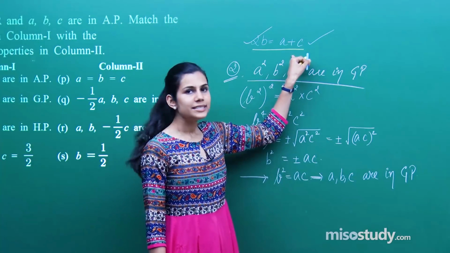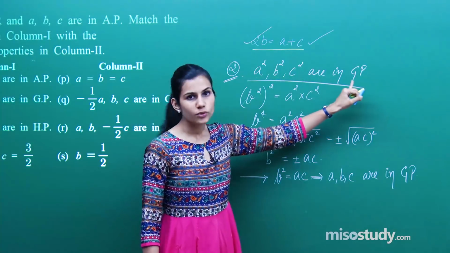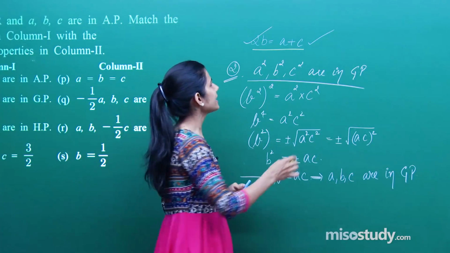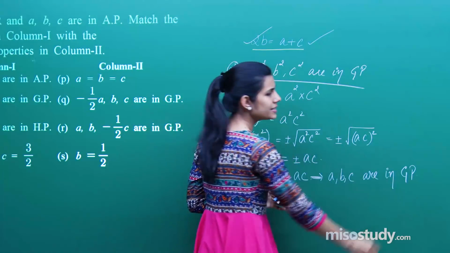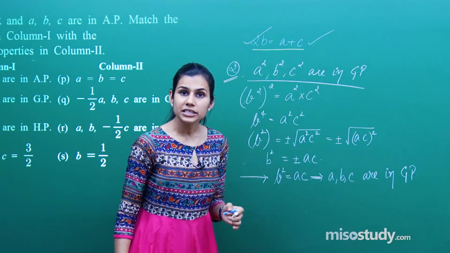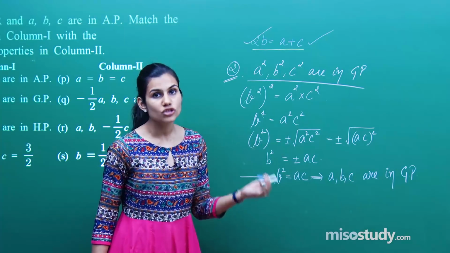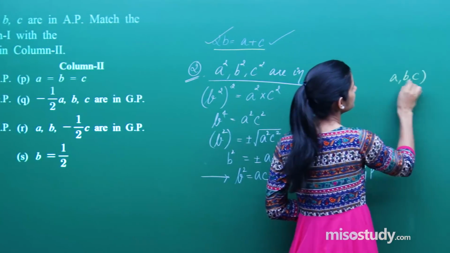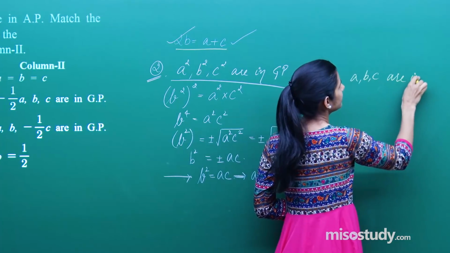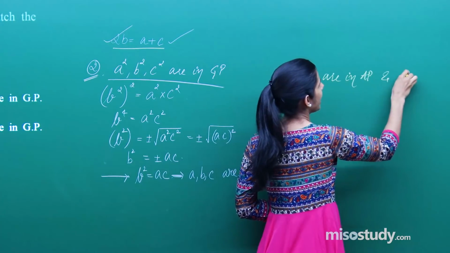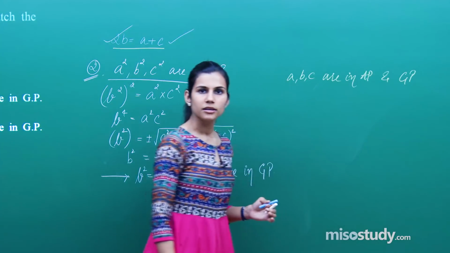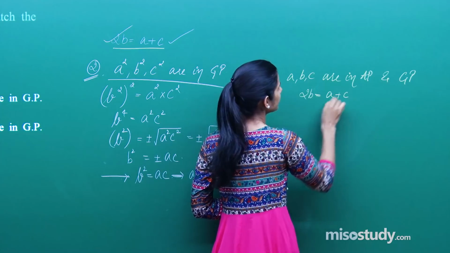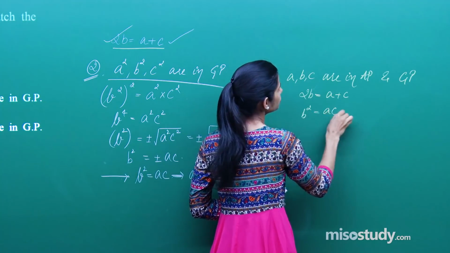So whenever A, B, C are in AP but A square, B square, C square are in GP, then A, B, C are in GP. So eventually what are you getting? You are getting that A, B, C are in AP and A, B, C are in GP. If 3 terms in the same order are in AP as well as in GP, what do you mean? This means 2B is also equal to A plus C, and in fact B square is also equal to AC.